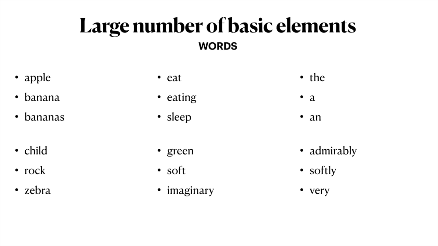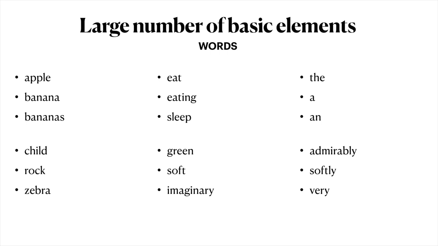Next, every language has a large vocabulary of basic elements. In English, we tend to think of these basic elements as words. Here is a set of examples of words in English. Nothing surprising here. We have words that represent objects, like apple or banana. We have words that represent groups of objects, like bananas. We can have similar such words that represent not just fruits, but people, animals, objects, like child, rock, and zebra.